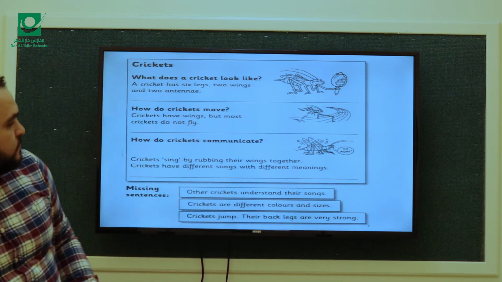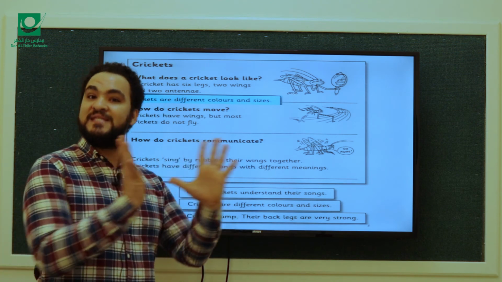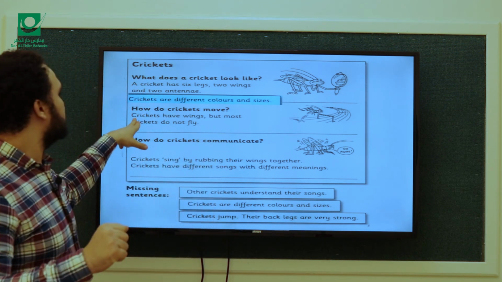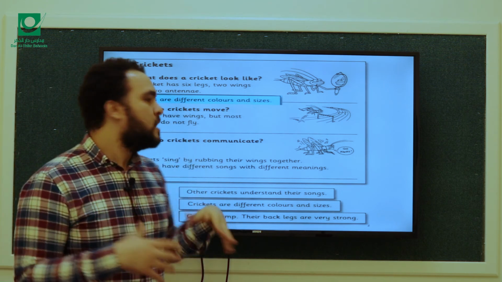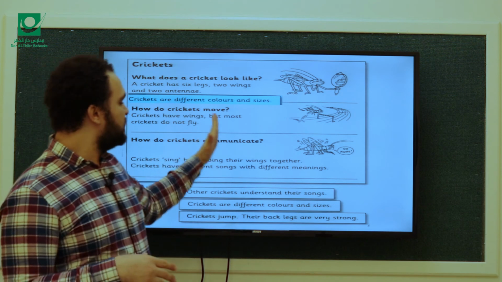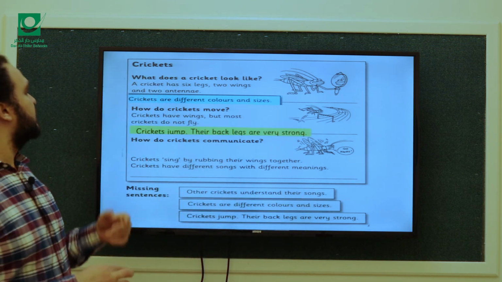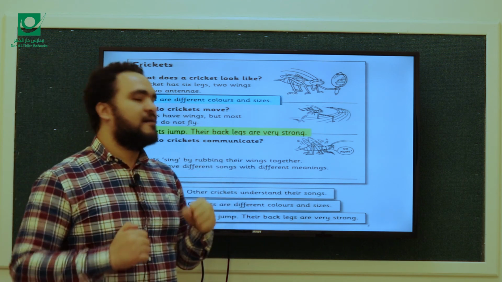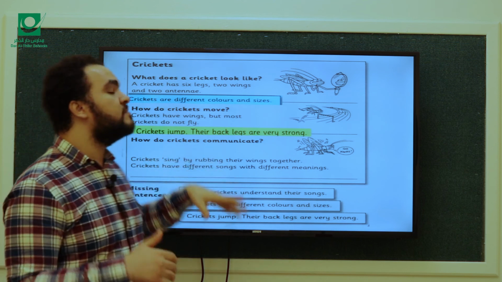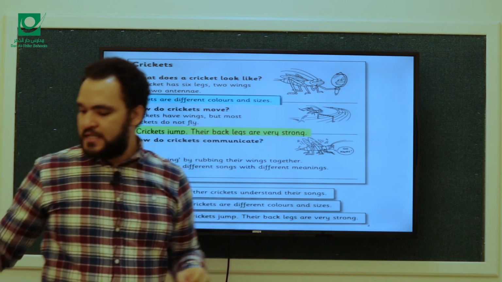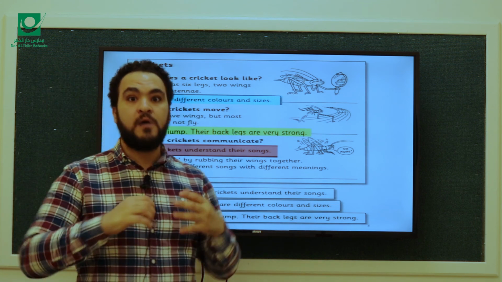Yes, crickets are different colors and sizes. So, question number 2, how do crickets move? We are going to read this and find the best match here. We find crickets jump, their back legs are very strong. Actually, the last thing, how do crickets communicate? How do they talk? Yes, you're going to find the best match is other crickets understand their songs.